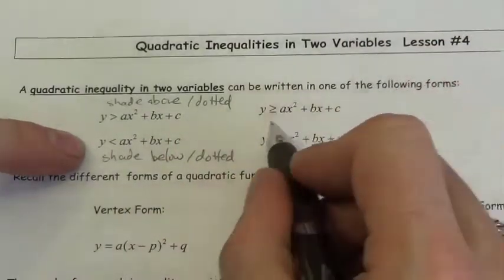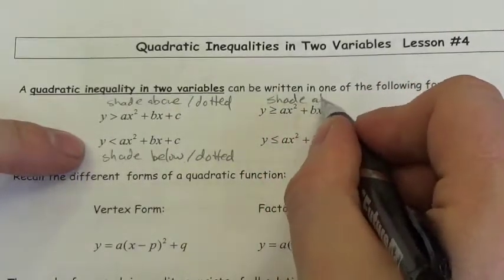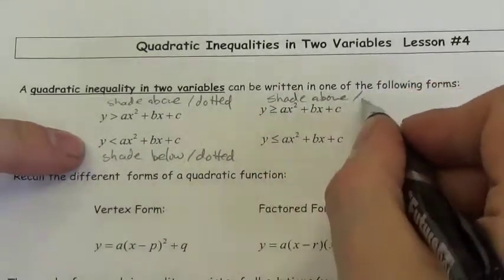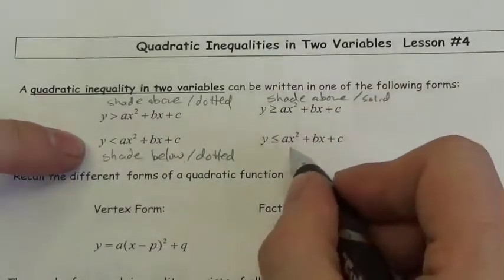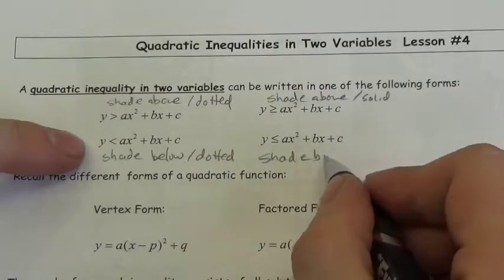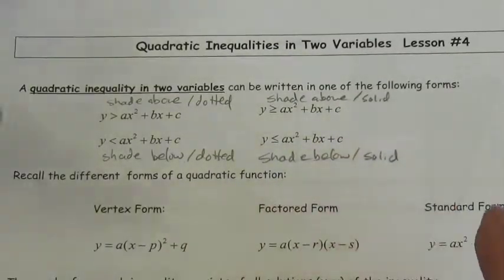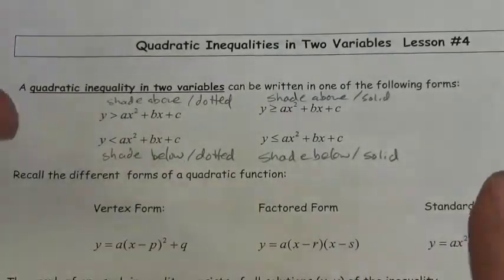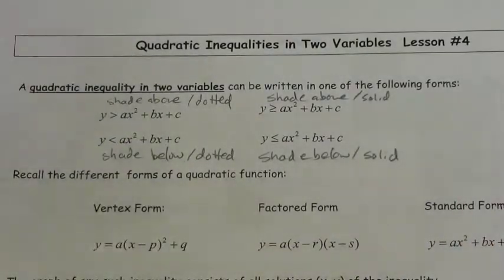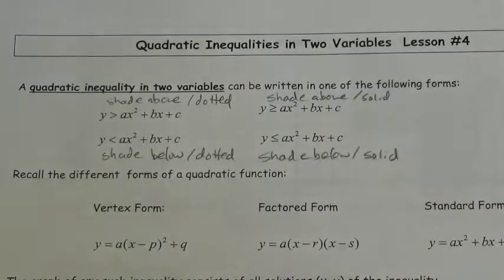This one here, because it's greater than or equal to my quadratic, is going to be shade above. And now because it's or equal to, we'll have a solid line. And this one here will be shade below because it's y is less than or equal to. And in this case, again, it'll be a solid line. Now, I spent a little bit of time to talk about that only because I don't want you to think this is any different than what we had done before. In fact, it's exactly the same.